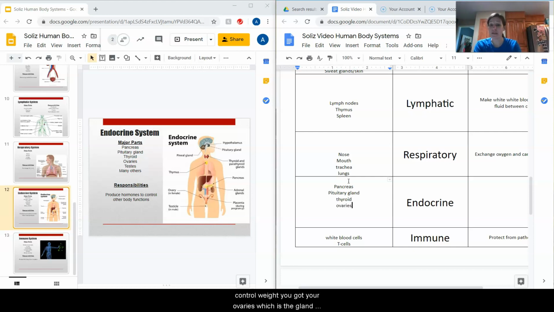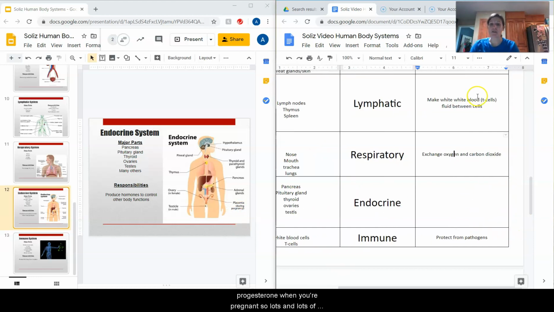You've got your ovaries, which is the gland that produces estrogen. Testes, which is the gland that's going to produce testosterone. And so many others. I mean, there's pictures over here. Your adrenal gland, your hypothalamus. So there's so many different types of glands. You get your placenta when you're pregnant, progesterone when you're pregnant. So lots and lots of different glands.